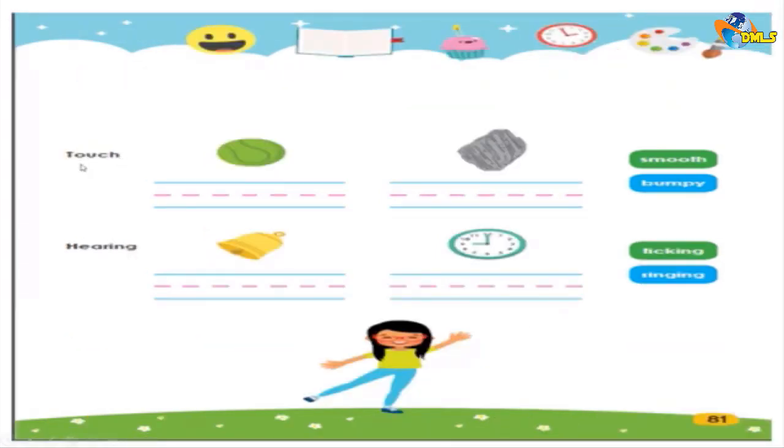Okay. Since touch, page 81. Touch, we have a ball and a rock. We have smooth and bumpy. The ball is smooth and the rock is bumpy. Hearing, we have a bell and a clock. Ticking, ringing. The bell is ringing and the clock is ticking.